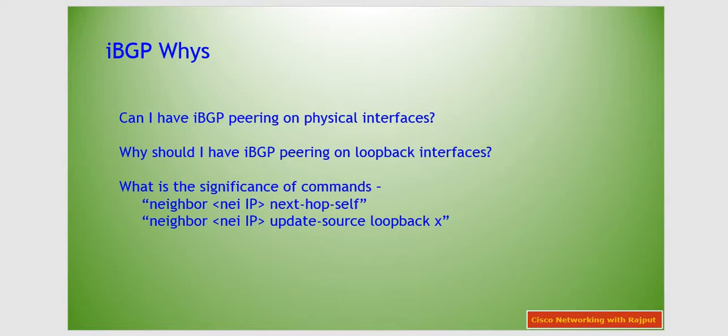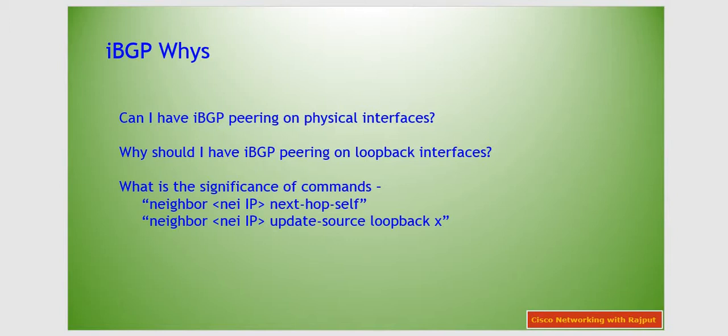Today we are going to talk about iBGP. These are the common questions which I faced a lot of trouble with when I was learning BGP in the initial days. The common question is, can I have iBGP peering on physical interfaces? And the answer is yes, of course we can, but that may create a lot of trouble for our network. Our network may not be that stable.